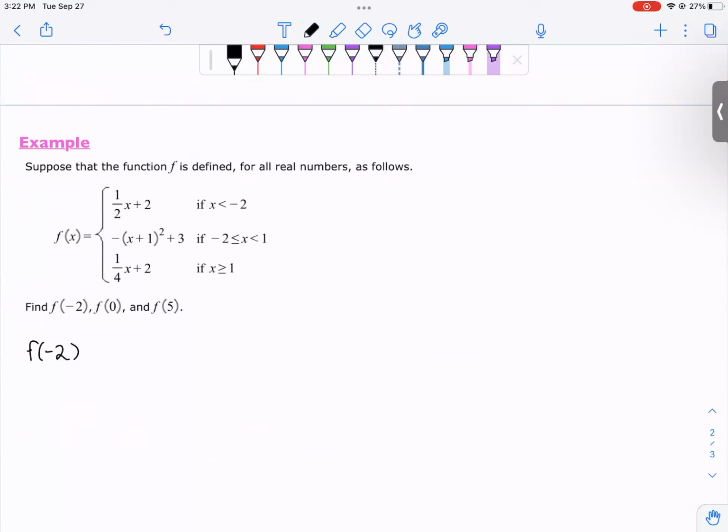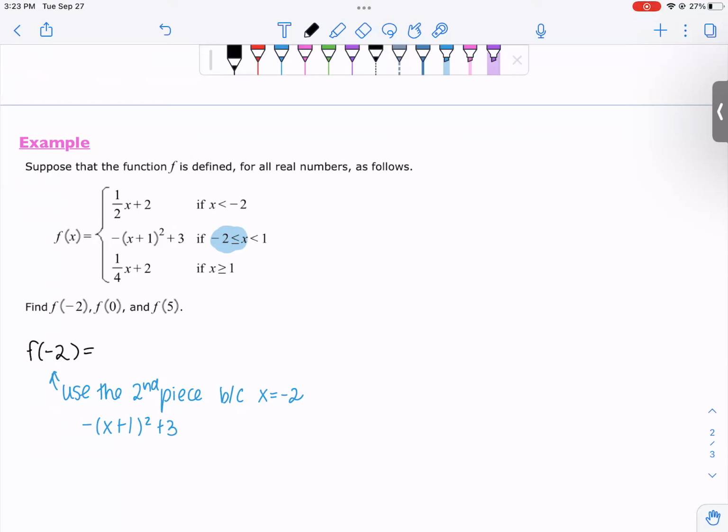For f of -2, this is our function. We have 3 different pieces. If we have x equal to -2, that means that we need to use this portion right here, because this portion includes when x is equal to -2. So we want to use the second piece. So we're taking -2 and plugging it into this second piece right here. That second piece is (-x plus 1) quantity squared plus 3.